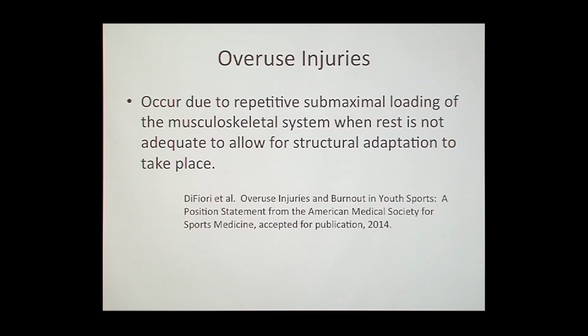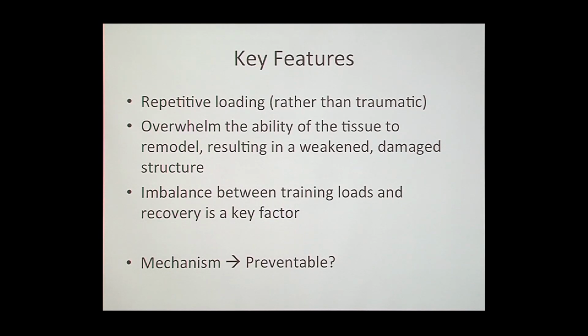How many people know what an overuse injury is? Like, what am I talking about? Okay, good. Well, let's see if you've got the right definition. This is what we have put in a recent publication that we put out. It's an injury that occurs from repetitive submaximal loading of the musculoskeletal system when rest is not adequate to allow for structural adaptation to take place. So let's break that down a little bit. That's a long definition. You don't want to memorize that one. But what are the key features?